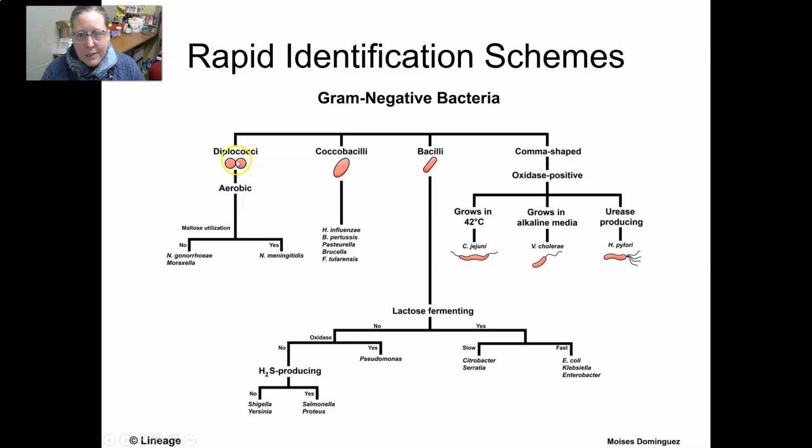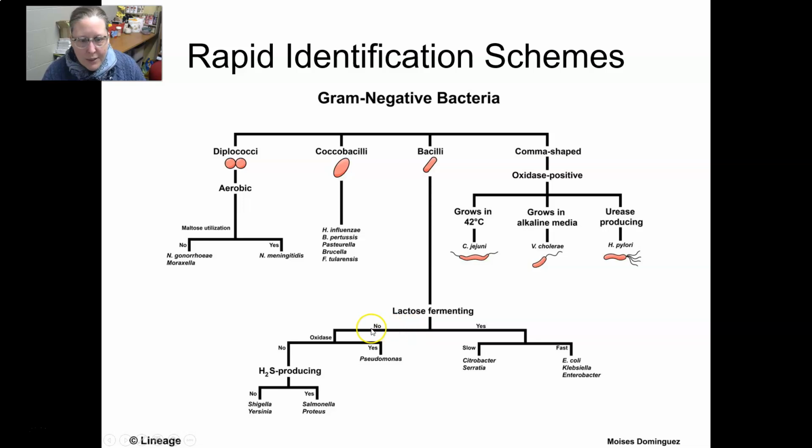So for this one, if it's diplococci that's aerobic and does not utilize maltose, it's Neisseria gonorrhoeae or Moraxella. If it utilizes maltose, it's Neisseria meningitidis. If it's a cocobacilli, you're looking at Haemophilus influenzae, Bordetella pertussis, Pasteurella, Brucella, or Francisella tularensis. If it's a bacillus and it's lactose fermenting, yes. If it's slow fermenting, it's Citrobacter or Serratia. If it's fast, it's E. coli, Klebsiella, and Enterobacter. Then, of course, you have to do further tests to identify these guys.